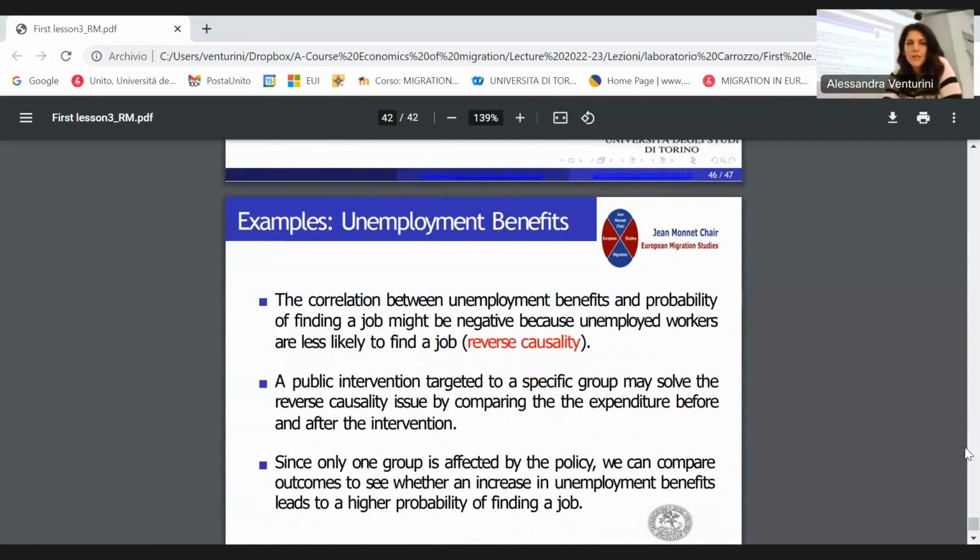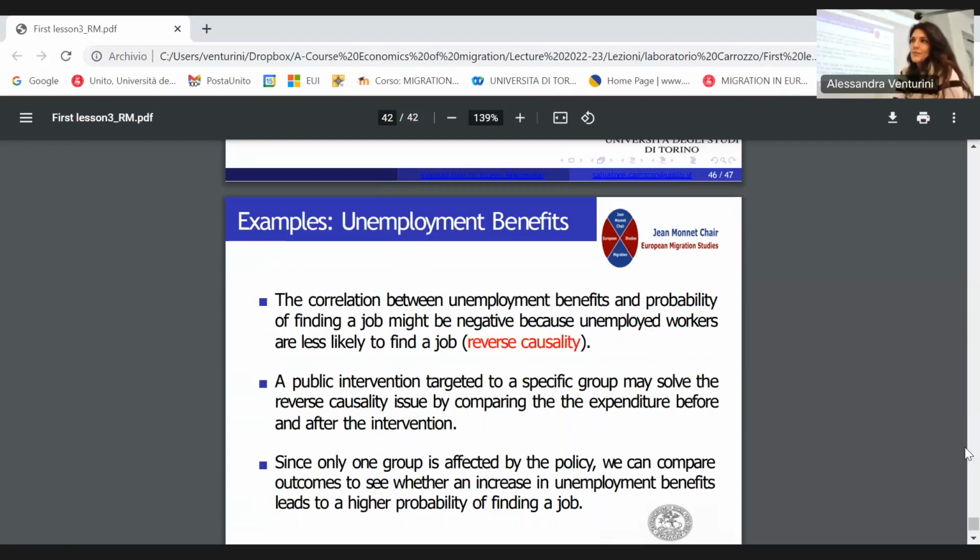Another interesting example is the unemployment benefit. The correlation between unemployment benefit and the probability of finding a job might be negative because unemployed workers are less likely to find a job. Reverse causality. Maybe, I don't know, because of personal characteristics. Also in this case, a solution could be a public intervention targeted to a specific group that may solve the reverse causality issue by comparing the expenditure before and after the intervention between two groups, treated versus non-treated.